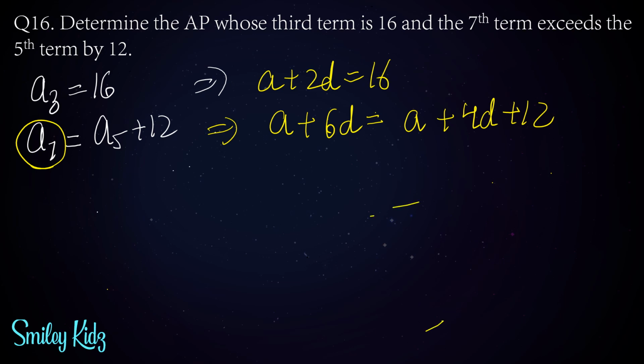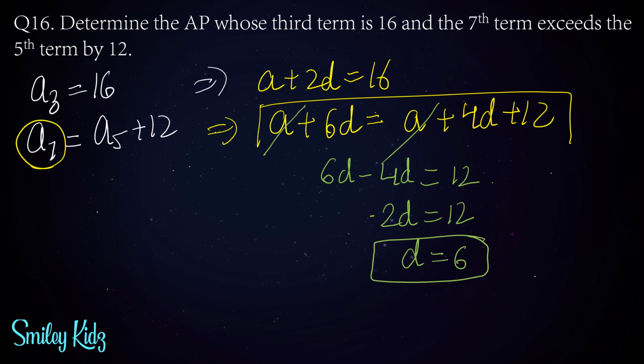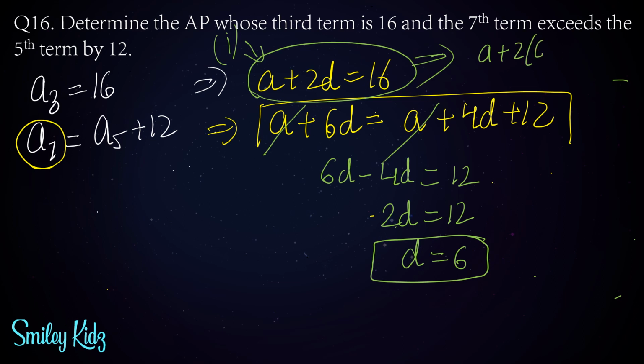As simple as that. Now, I'm trying to simplify this equation further. Okay. So, here A and A get cancelled. We'll be left with 6D minus 4D equals 12. 2D equals 12. And the value of D turns out to be 6. And when the value of D turns out to be 6, substituted in the first equation, we'll be getting the first term. This is equation number 1. Now, A plus 2 into 6 equals 16. A will be equal to 16 minus 12, which is 4. That means the value of A and D is known to us.